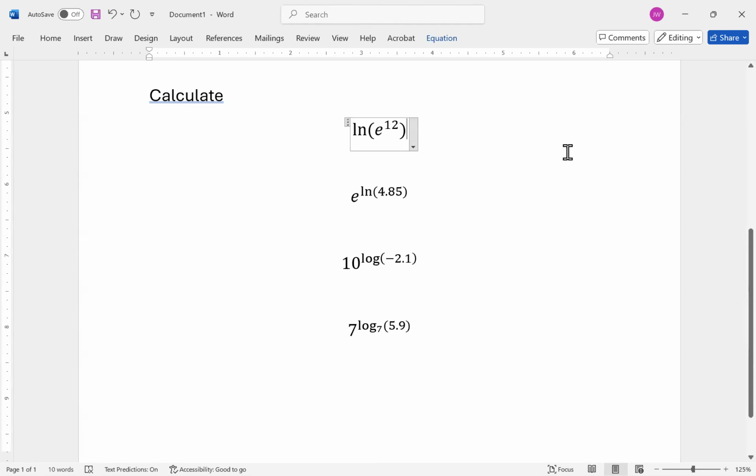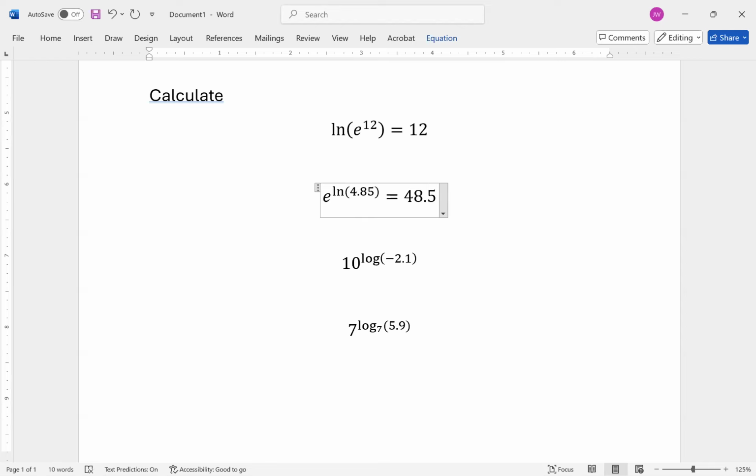All right, so natural log of e to the 12th, that's just like the previous ones we were doing. Natural log and e cancel each other out, and we just get the exponent of 12. Similarly, if I take e to the natural log of 4.85, I'm going to get 4.85.